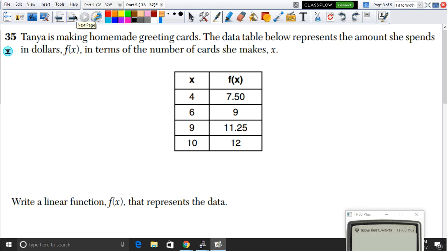Now, example 35 here. In example 35, it says Tanya is making some homemade greeting cards, and the data table below represents the amount she spends in dollars, f of x, in terms of the number of cards she makes, x. All right, cool. So here, x represents the number of cards, and f of x represents the amount that she spends. So x are cards, and f of x is what she spends. Now it says write a linear function, f of x, that represents the data.